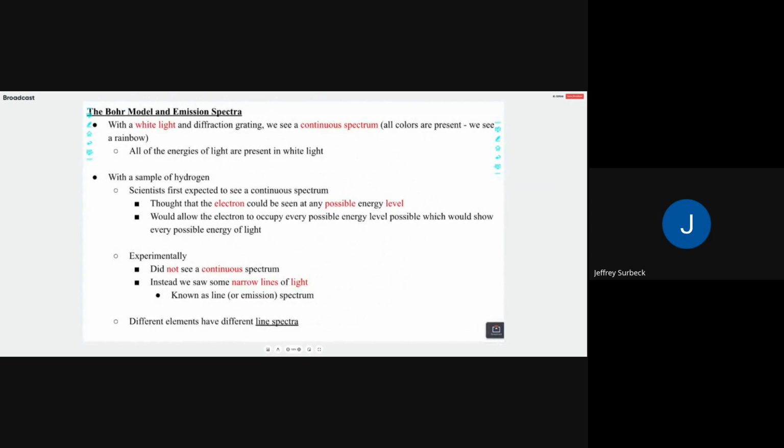Okay. Bohr's model. All right. We have Bohr's model and the emission spectrum. So how Bohr got most of his information was this.